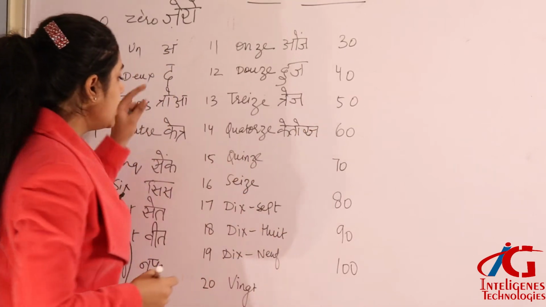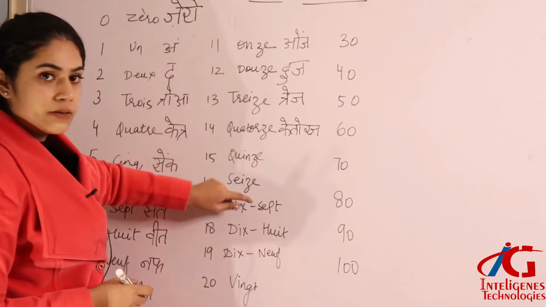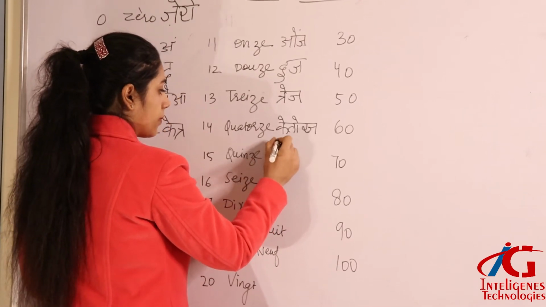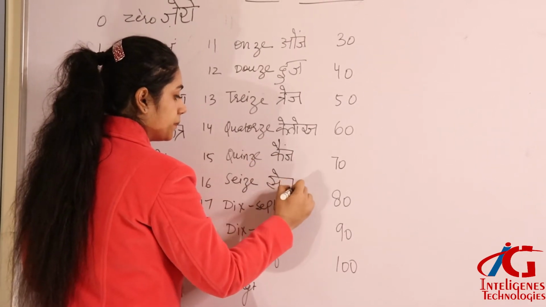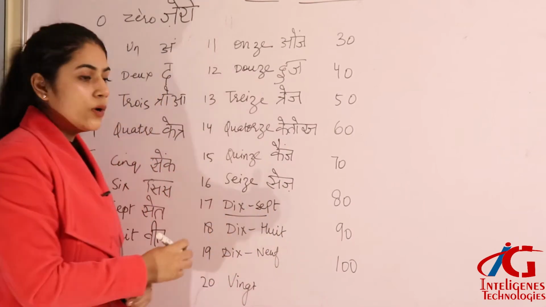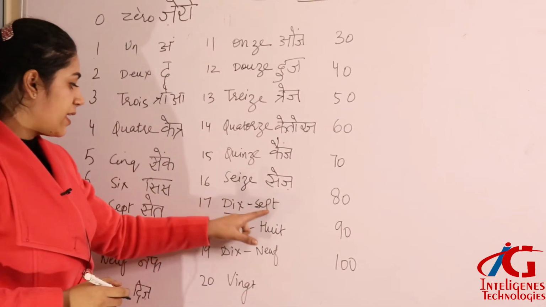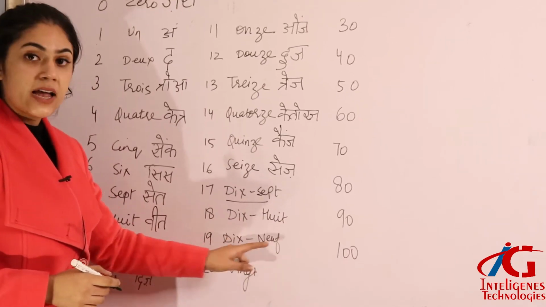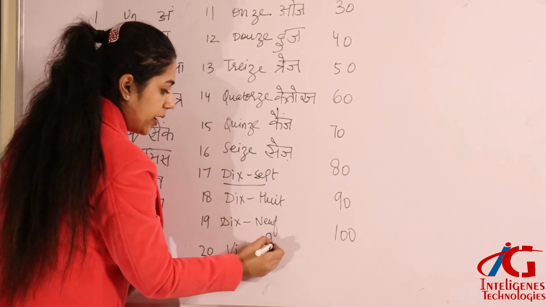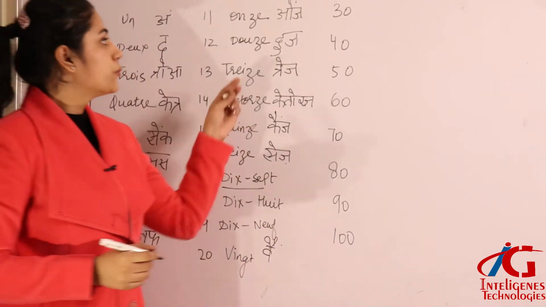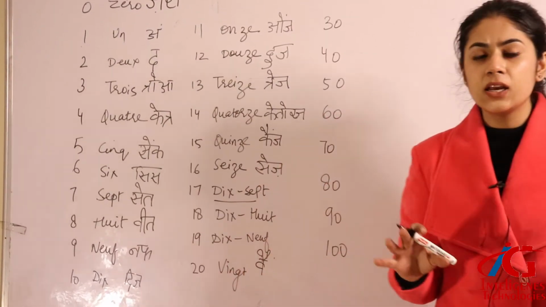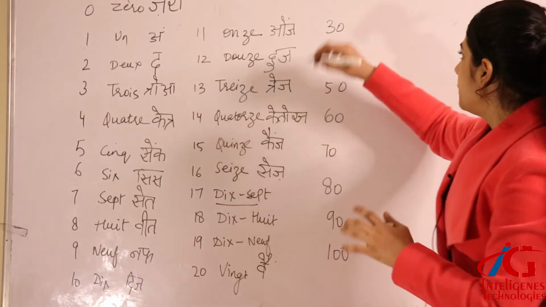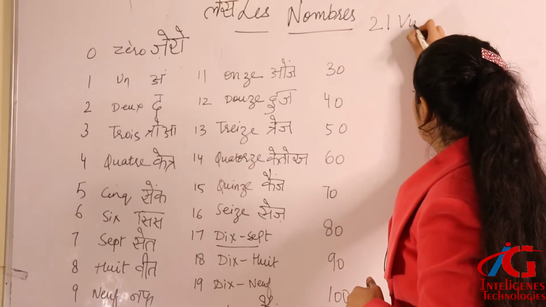So can you see, till seize it is all ze in the end. So it is 15, 16. Okay, 17 would be 10 plus 7, so it should be dix-sept, dix-huit, dix-neuf. 10 plus 8, 10 plus 9, and 20 would be vingt. Let's proceed to 21. So 21 would be 20 and 1.